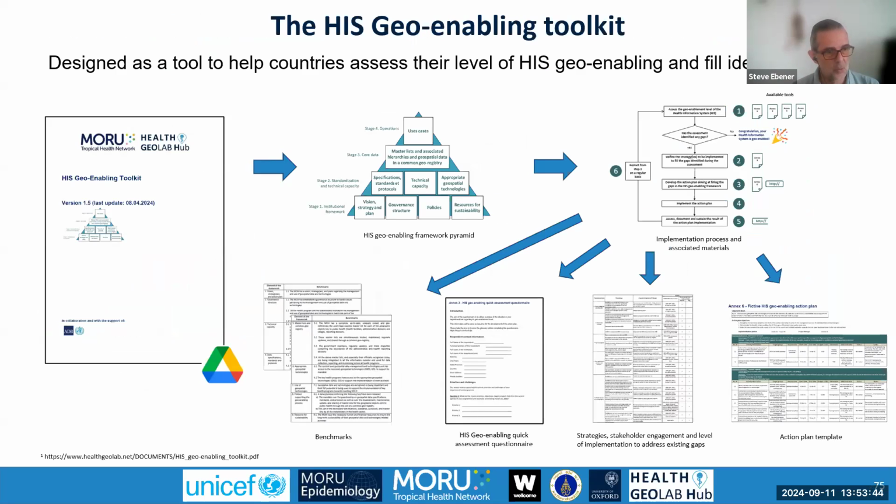The other thing I wanted to mention again is, of course, the HIS Geo-enabling toolkit. This is the reference for the description of the framework and the implementation of the process. That's where you also find these different tools and reference materials in order for you to assess the current level of geo-enablement of your information system, program, or intervention, and develop an action plan to address the gaps that you might have identified.